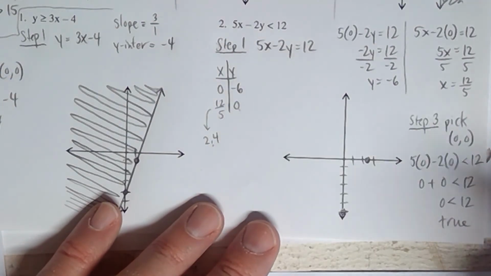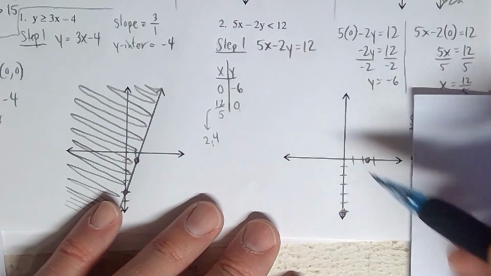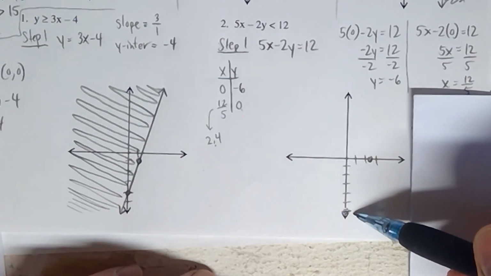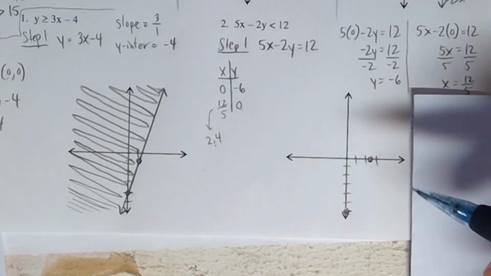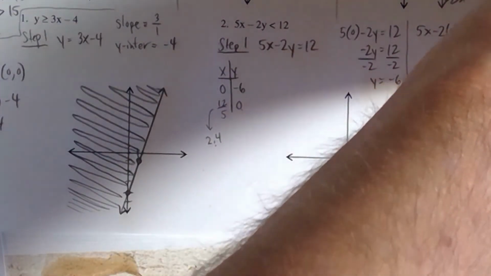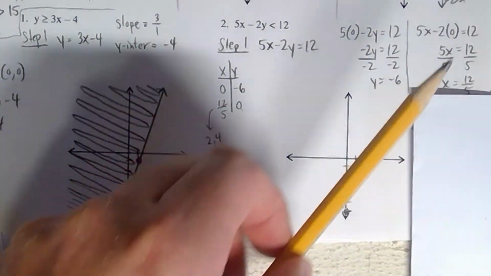I then put those 2 points on my graph here. 0, -6 is down here. 2.4 comma 0 is right here. Remember, 2.4 is between 2 and 3, and so I just put it between 2 and 3 right there. Is it going to be a solid or dashed line here? The alligator does not have feet up here, and so that means it's going to be a dashed line. Let's go ahead and draw a dashed line.